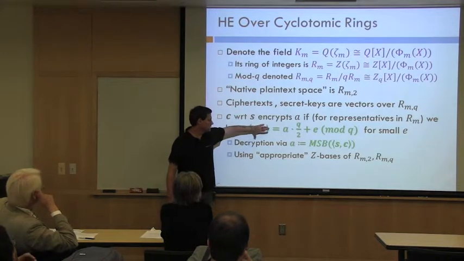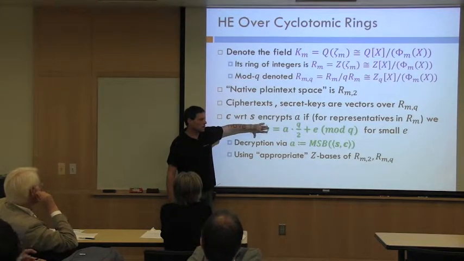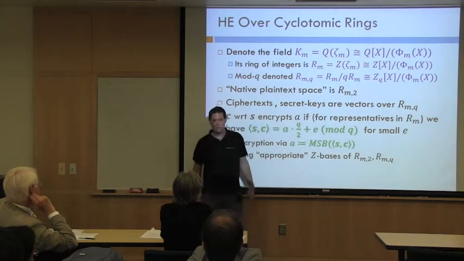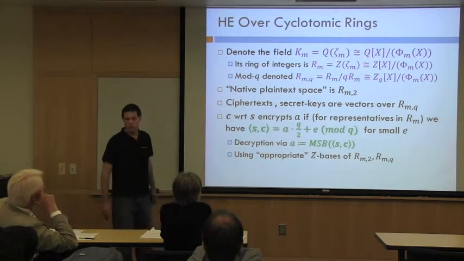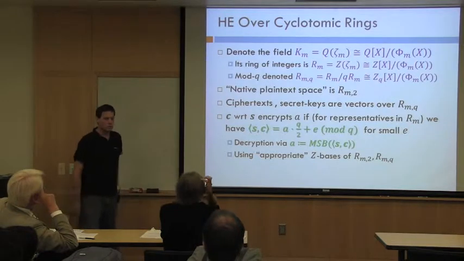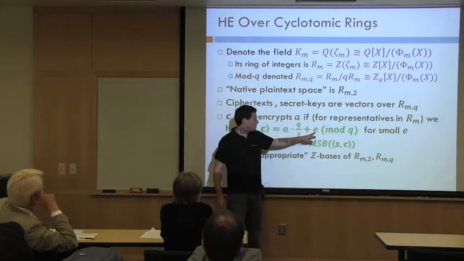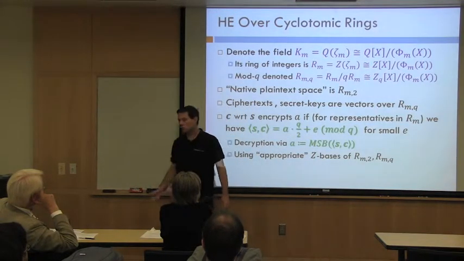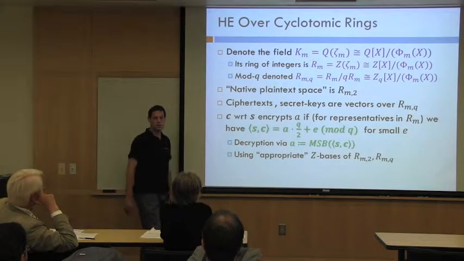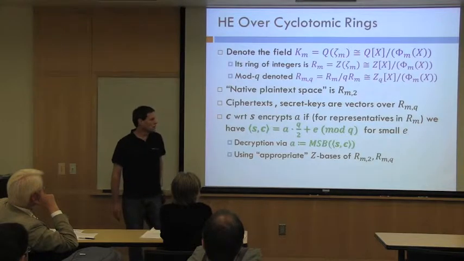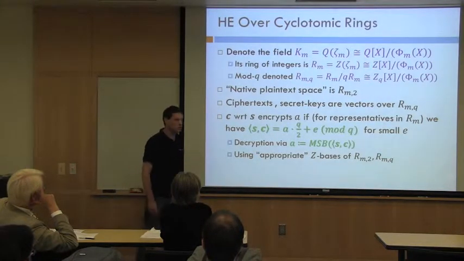So this thing is an element in Rm, that thing is an element in Rm. Now you can see whether they both belong to the same equivalence class mod Q, and that makes it well defined. Most importantly, this E has to be small. Small meaning a lot smaller than Q over 2 in whatever norm you choose to work in. So let's say canonical embedding norm, Euclidean, just for concreteness.